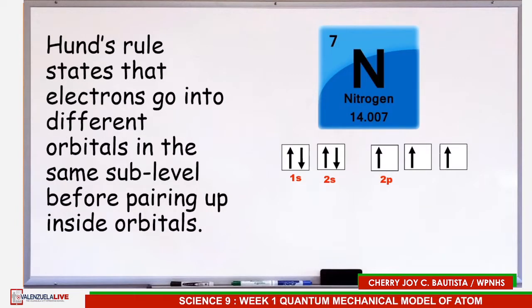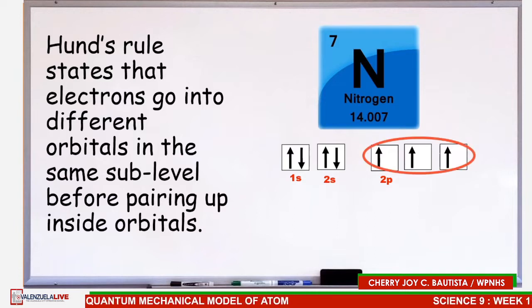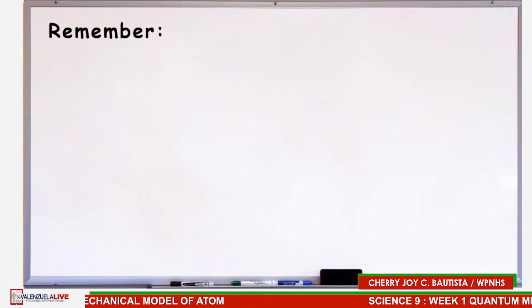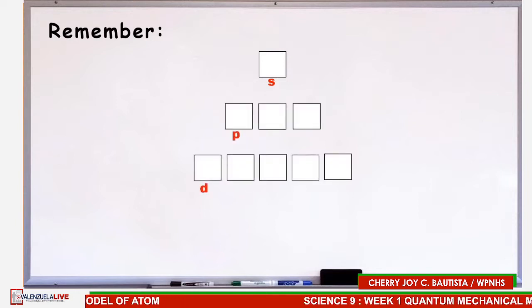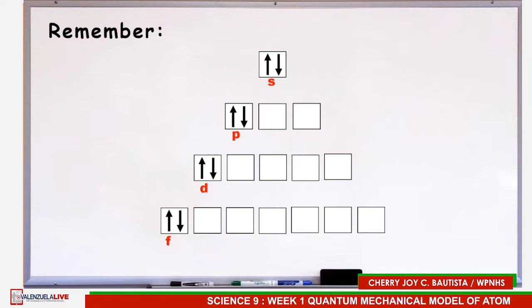Hund's rule states that electrons go into different orbitals in the same sublevel before pairing up inside orbitals. For example, consider the orbital diagram of nitrogen. Notice that in 2p, electrons spread out, or they go into available orbitals with the same spin. Take note that S has only one orbital. P has 3 orbitals. D has 5 orbitals. And F has 7 orbitals. Each orbital can only hold up to 2 electrons, which is represented by the up and down spin.